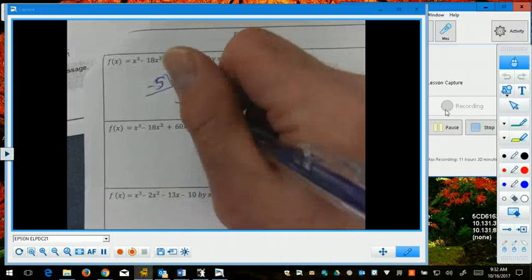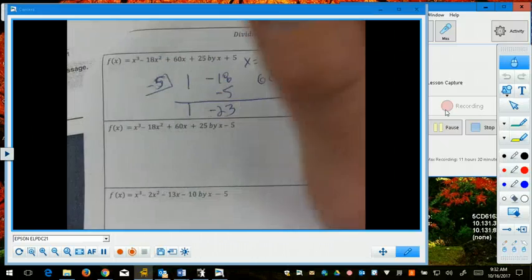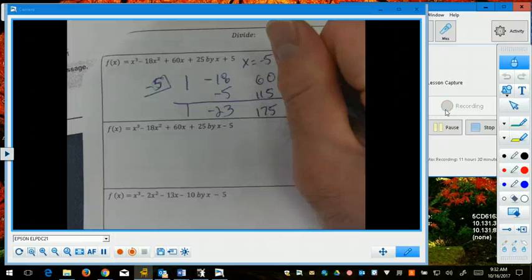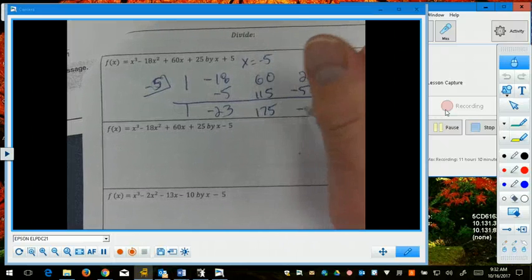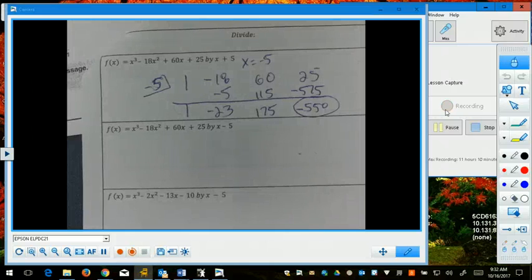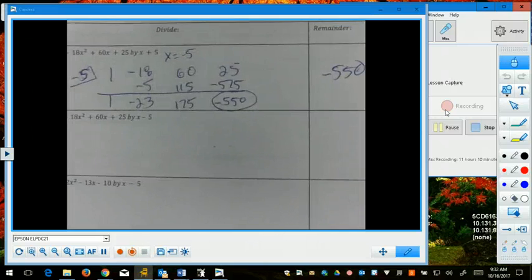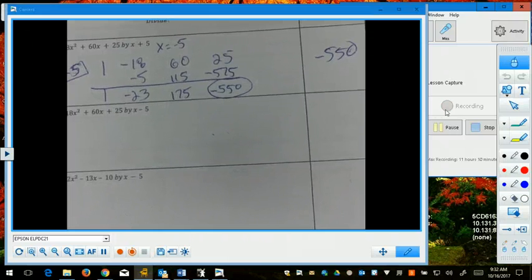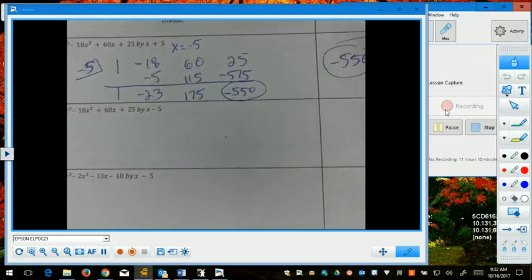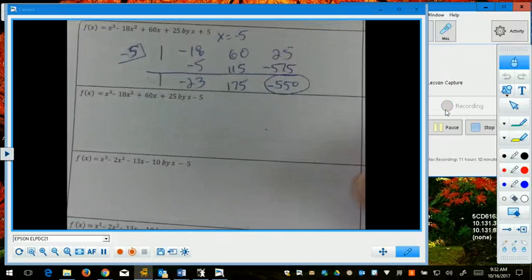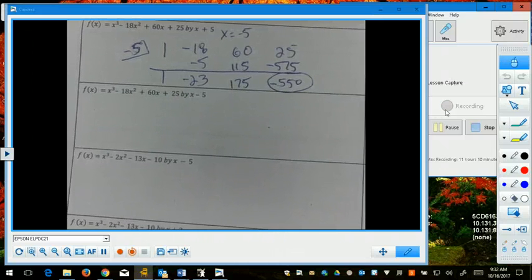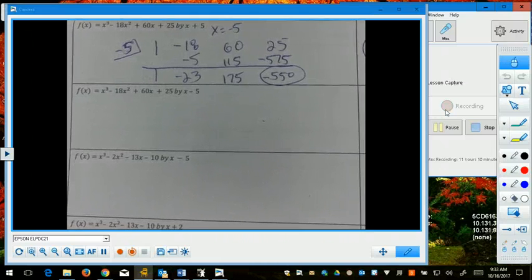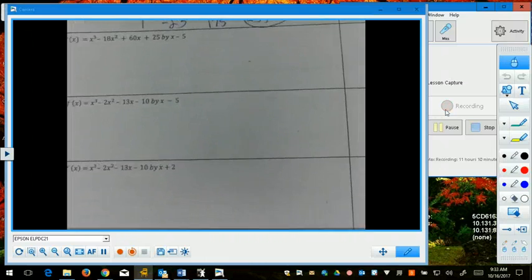-18 plus -5 is -23. Times -5 is 115, so 175. Times -5 is -575, which gives us negative 550 for our remainder. And all they want is the remainder, so I don't need to write out the actual quotient. I just want the remainder for now. So try that for the next 5 problems. You should each do at least 2 of them. At your table, you could each agree on doing certain ones that we can compare to each other. Not everybody has to do every one of them. Take a minute to do that.